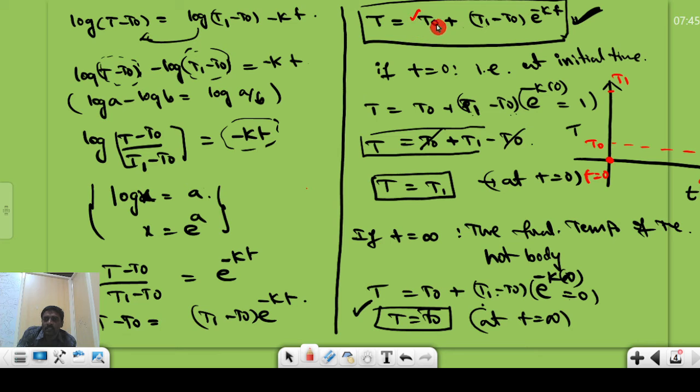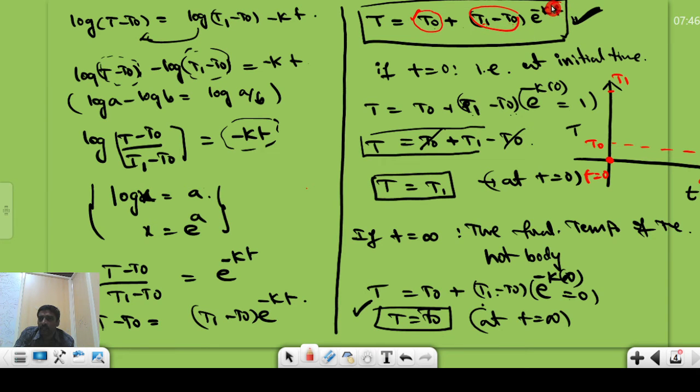It is a constant term, it cannot give the information of the graph. It is also a constant term, it cannot give the information of the graph, because t1 minus t naught, the initial temperature and the surrounding temperature, is a constant term.